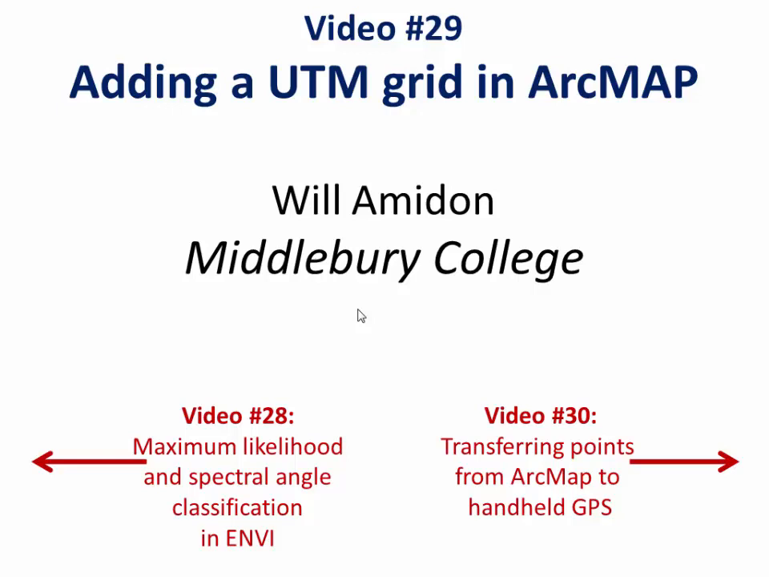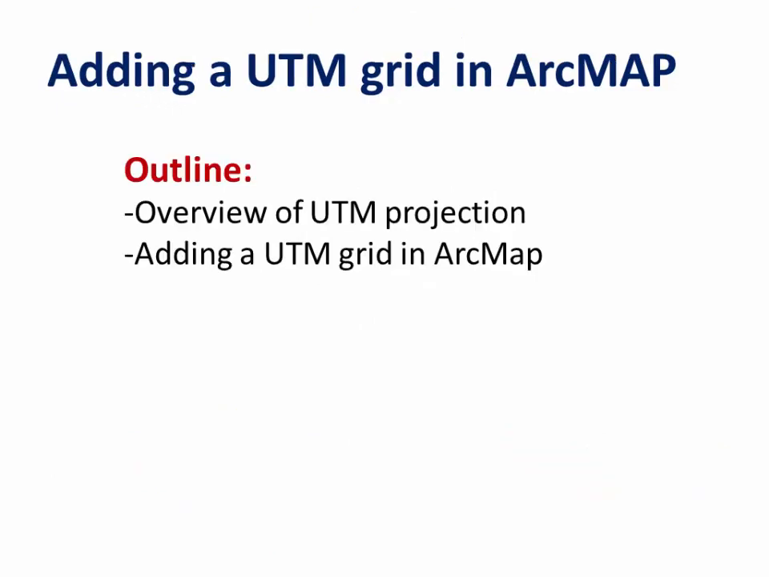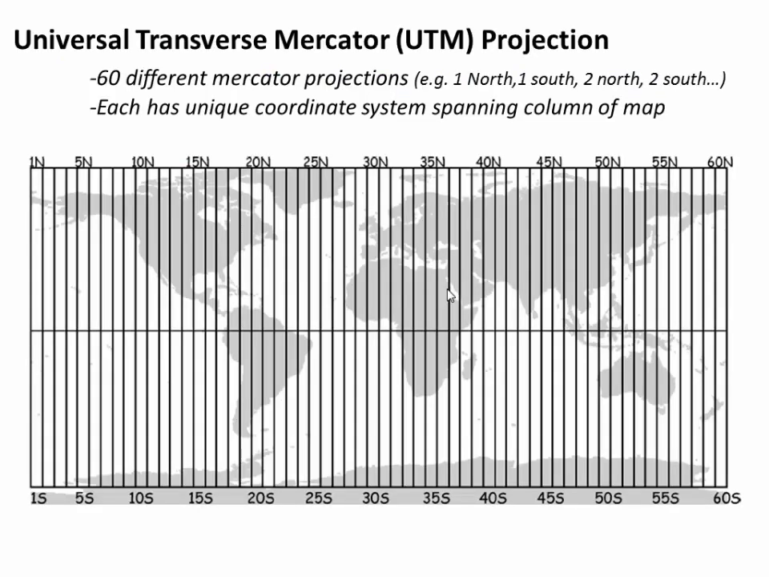And of course, a UTM grid is helpful if you want to use the map in the field, for example, to locate yourself. So in this video, I'll quickly show you what a UTM projection is, and then I'll quickly show you how to add that UTM grid in ArcMap. The Universal Transverse Mercator, or UTM projection, is actually a set of 60 different Mercator projections. Each one is basically defined by a rectangular box that can either be in the northern or the southern hemisphere. And the key idea is that each of these boxes has its own coordinate system.